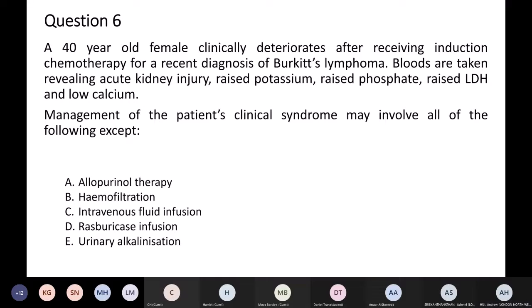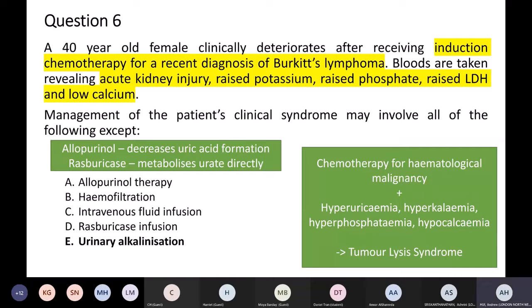So, the answer that I was looking for from this question was E, urinary alkalinization. So, the recent chemotherapy for a lymphoma and all of these deranged electrolytes and AKI point towards tumor lysis syndrome. Now, the way that we manage tumor lysis syndrome is by managing the deranged electrolytes. And of course, we can try and prevent the electrolytes from being deranged as well.